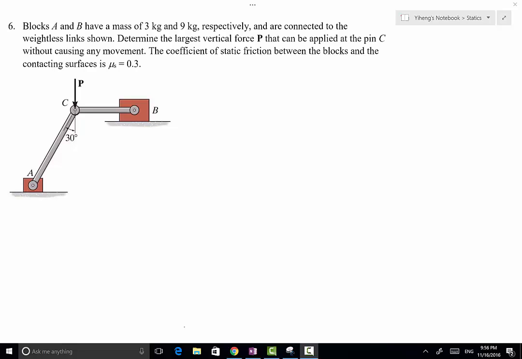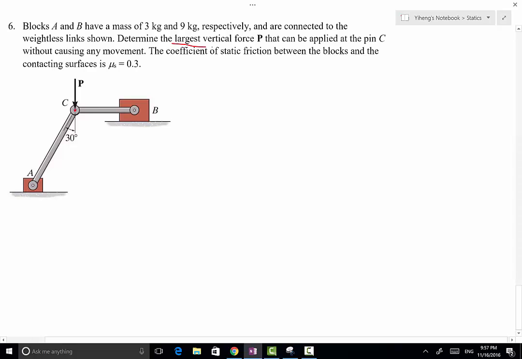In this problem, we have two blocks A and B. Their masses are given as 3 kg and 9 kg respectively. They are connected by weightless links and pinned together at point C, and at point C we have this vertical force. We need to determine the largest vertical force P that can be applied at pin C without causing any movement. The coefficient of static friction between the blocks and the contacting surfaces is the same, 0.3.